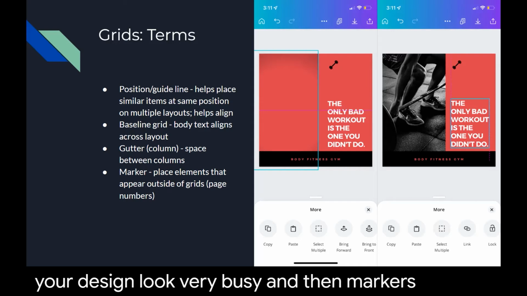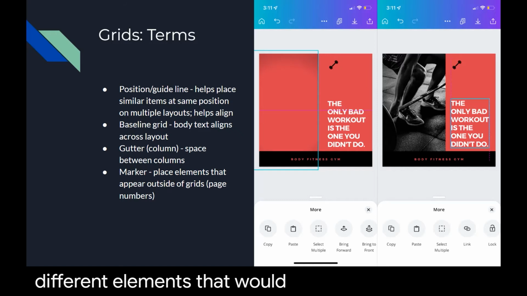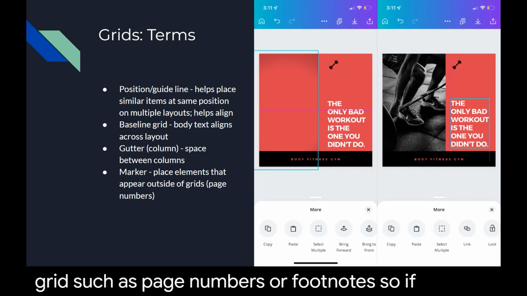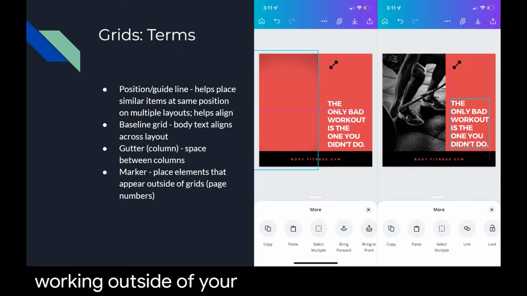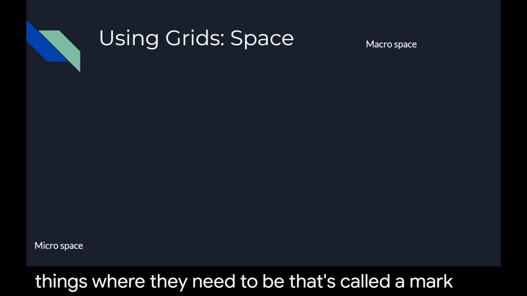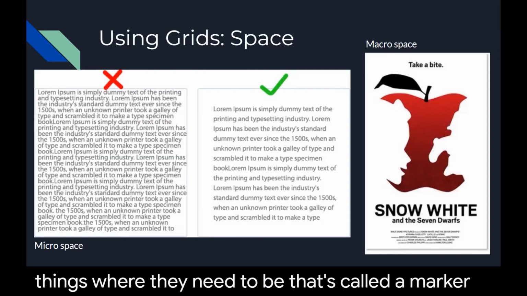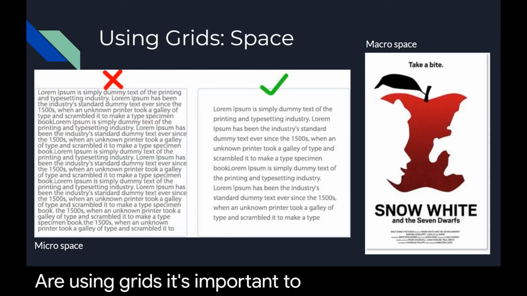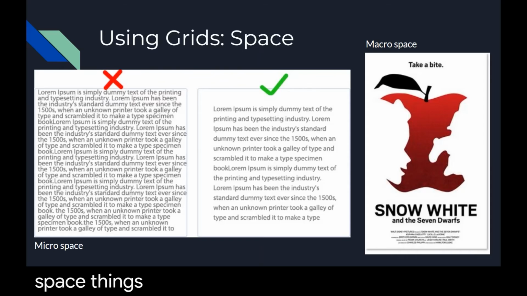And then markers are different elements that would appear outside of your grid, such as page numbers or footnotes. So if you're working outside of your safe zone, but still placing things where they need to be, that's called a marker. Now, when we are using grids, it's important to remember how to space things evenly on the page.